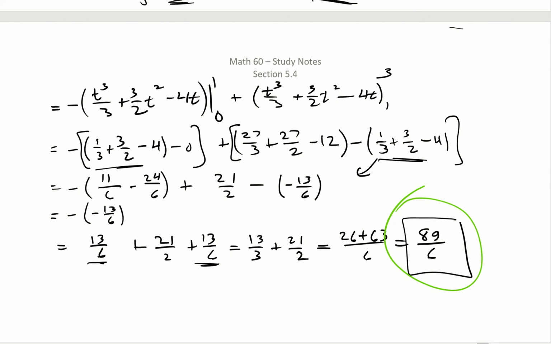I remember it being kind of a pain as a student because it's like, oh man, I can't just integrate. What I got to do is find where the velocity is positive, where it's negative, and adjust using the minus sign, okay?